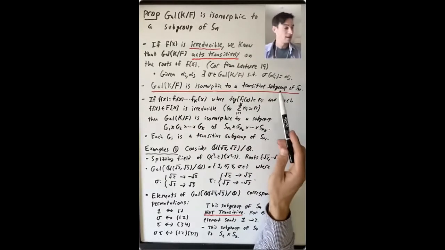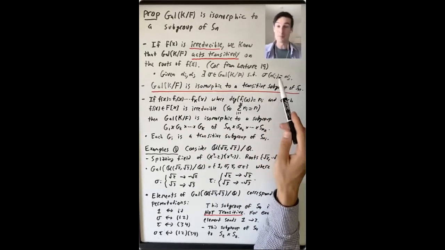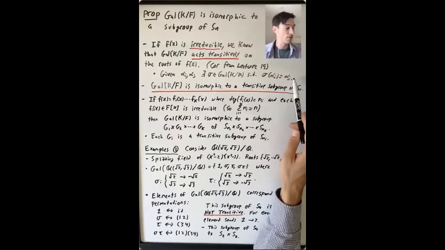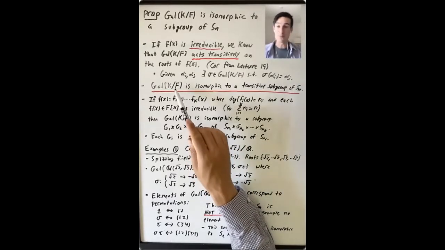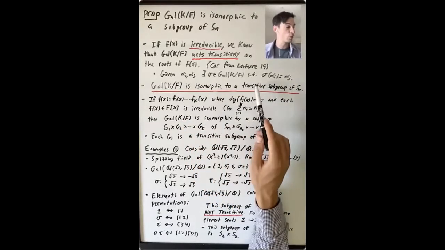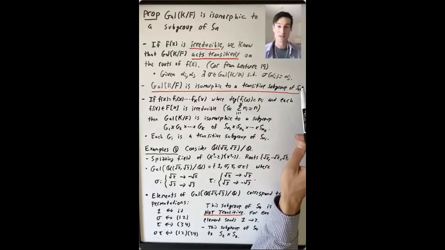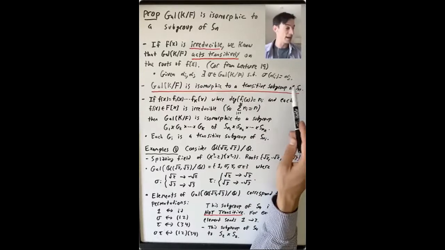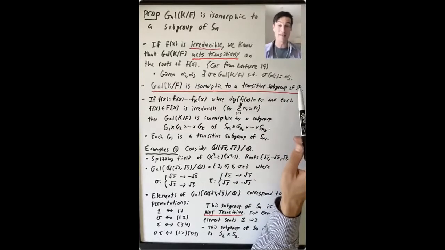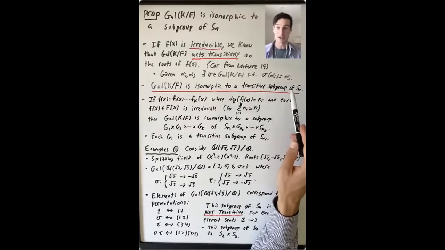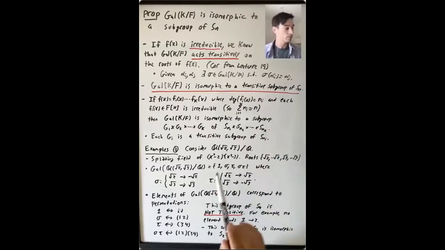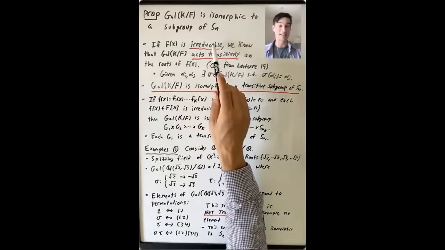Okay, so what does that mean? If you think about what this means on the level of permutations of roots and the subgroup of Sn, this means that the Galois group of K over F is isomorphic to a transitive subgroup of Sn. That means it's a group of permutations such that for any i and j between 1 and n, there exists some element of this group that sends i to j. Any element from 1 to n can get sent to any other element by some permutation in this group. Okay, so that's if f(x) is irreducible.